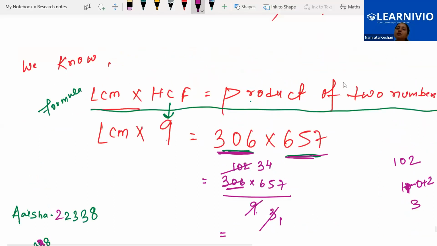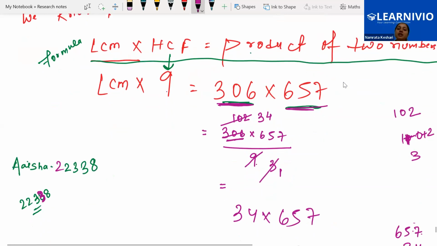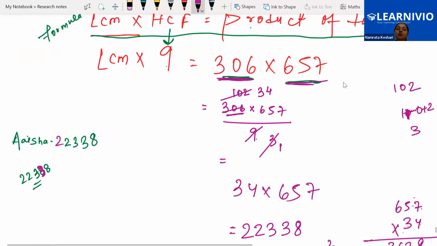We have just used the formula, Ifra, and we have substituted the numbers. On the other side, we have taken LCM into HCF, which is given 9, and this side, the product of the two numbers. I have shown here how to do the calculation. Please don't do the multiplication on the right hand side. Please don't multiply 306 with 657, because that will be a larger number.